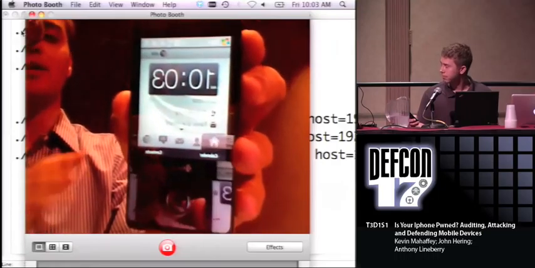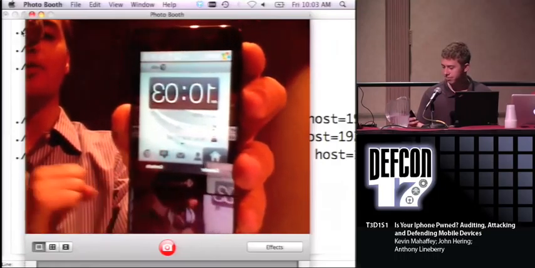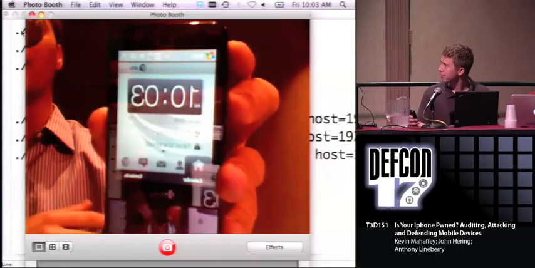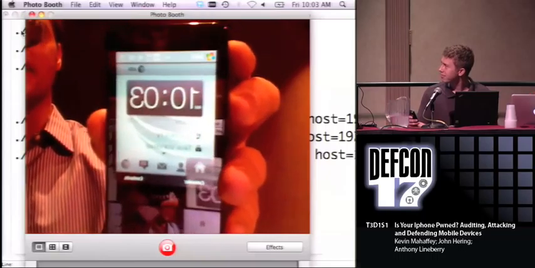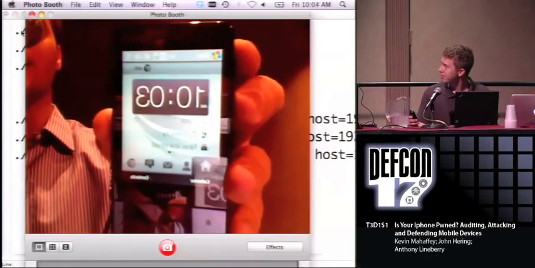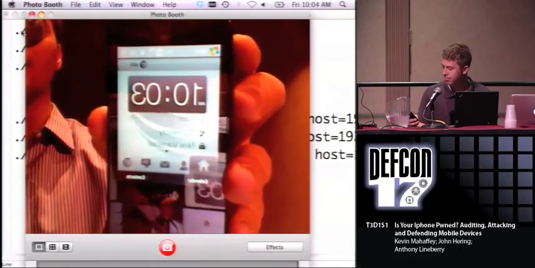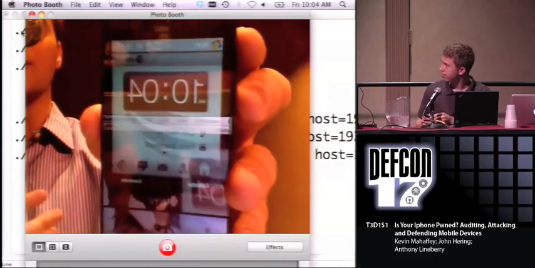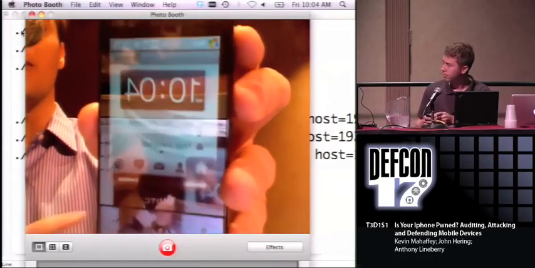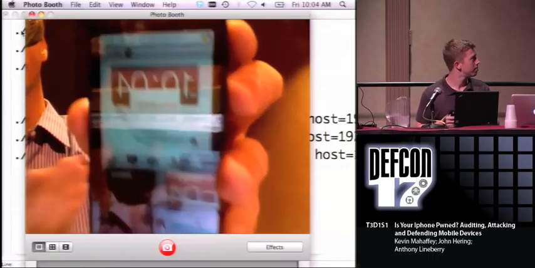No user intervention whatsoever. I'm not touching anything. We're able to force a browser open with an arbitrary URL. We could combine this with a browser-based exploit. Also, what we could do is force an arbitrary URL to point to a file and force it to download and install a file. It could be malware.